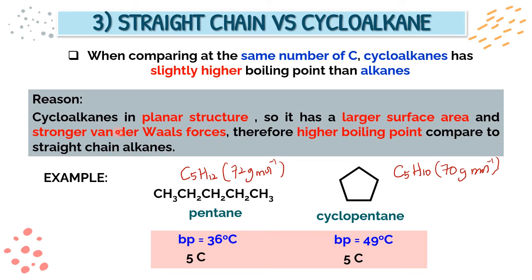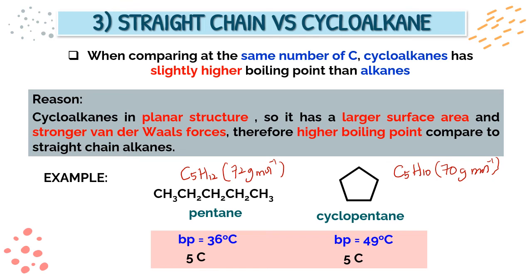So cycloalkanes in planar structure will have a larger surface area and stronger van der Waals forces. Therefore, it will have a higher boiling point compared to the straight chain alkanes. So that will be the reason why the cyclic structure has a higher boiling point. It's all about the surface area and the strength of the van der Waals forces.